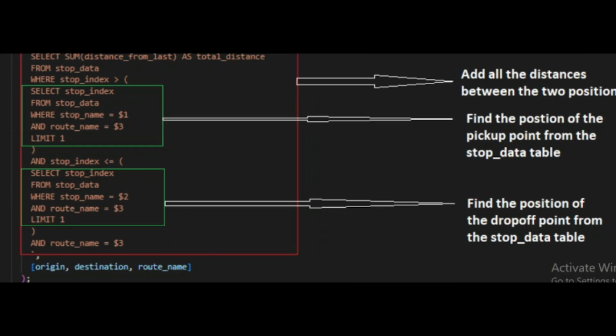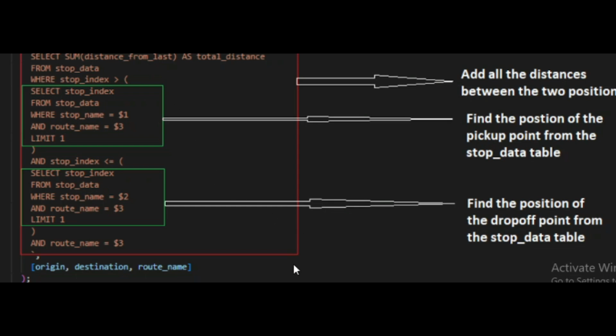The second part will add the distance between the pickup and drop-off. For that, we will have to find the positions in the table, that is the stop data table. This line selects sum distance from last. It sums up the distance between the stops along the route. Then, where stop_index greater than, it restricts the result to only the stops that come after the origin stop. That is a stop whose index is greater than the origin.